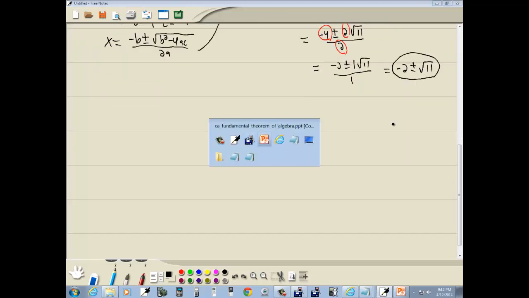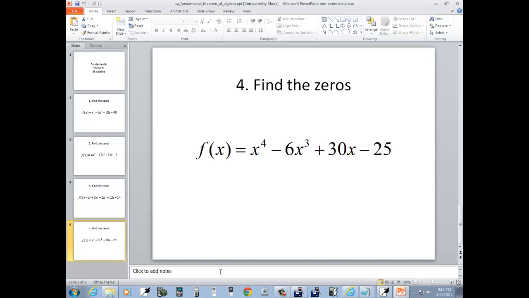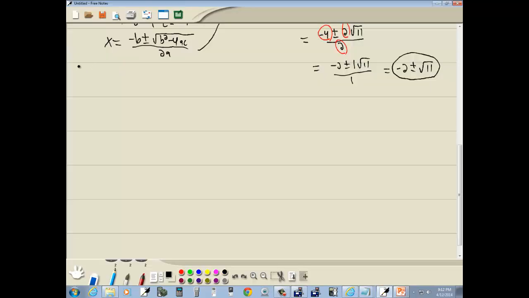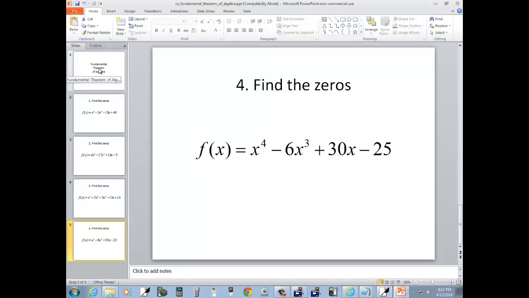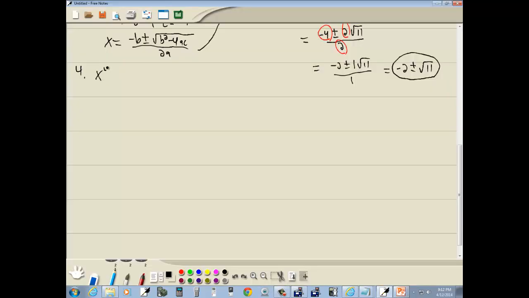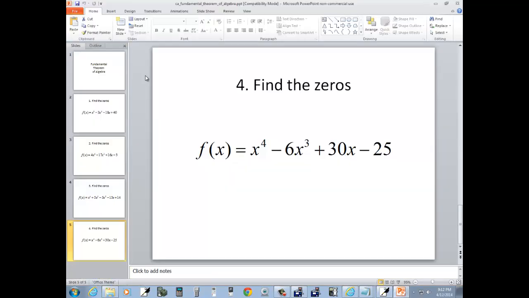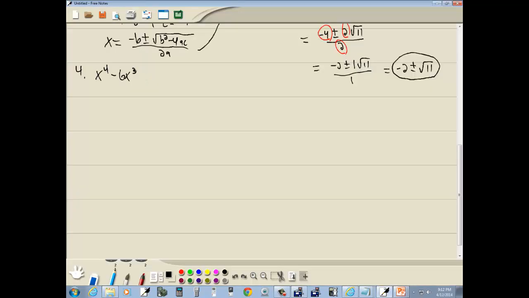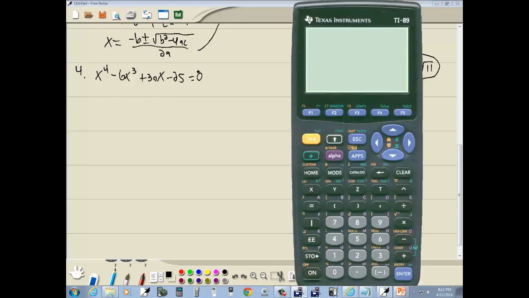Okay, let's look at our last one. Want to find the zeros again, so we'll set it equal to 0. So we got x to the 4th minus 6x to the 3rd plus 30x minus 25 equal to 0. Go plug this in the calculator and see what we can find.